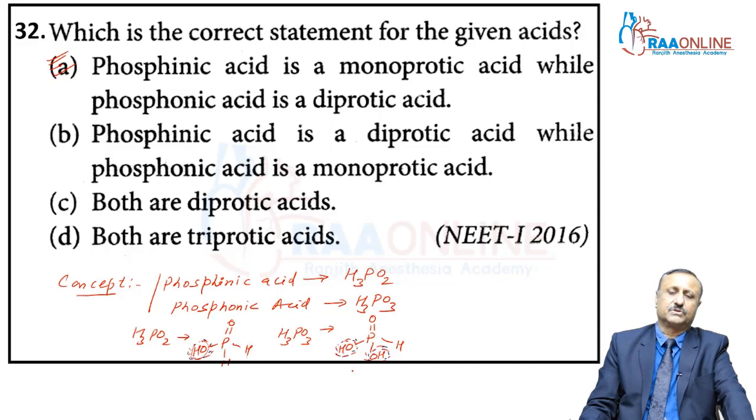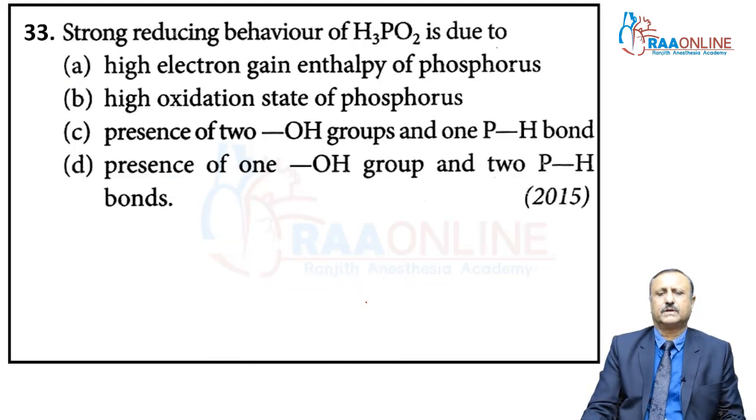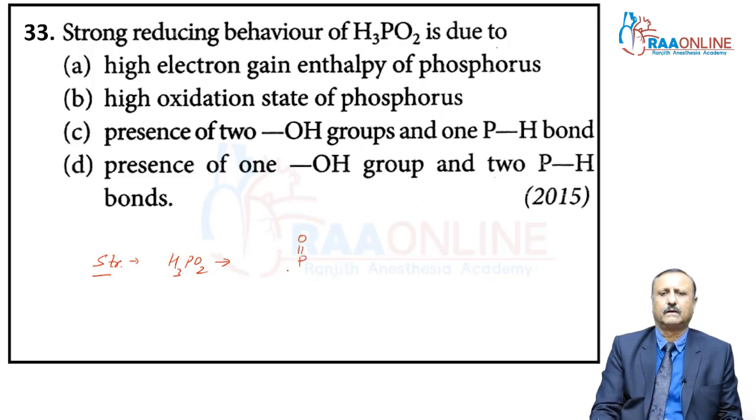This question was also asked in NEET 2016, and this is the concept. Now my dear students, we can see question number 33: the strong reducing behavior of H3PO2 is due to what? First of all, you draw the structure of H3PO2. We drew the structure in question number 32. So, P, O, OH, H and H.